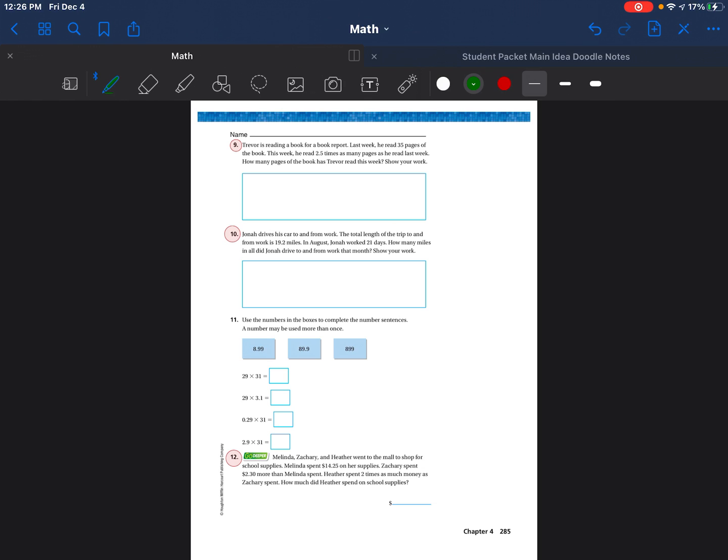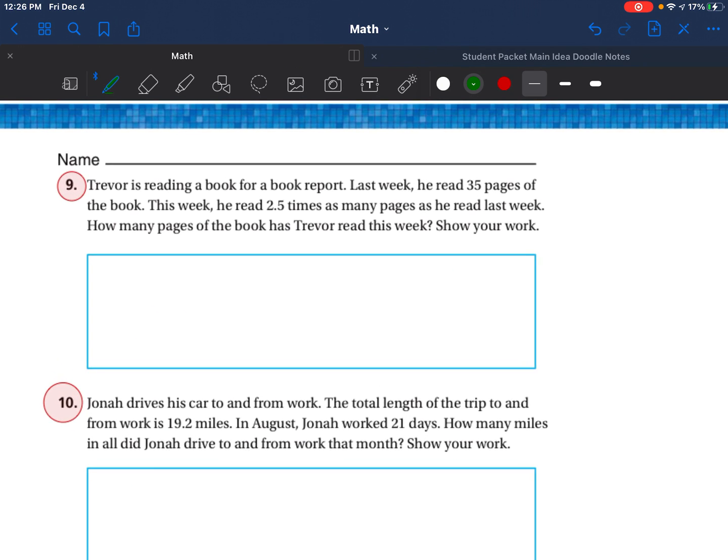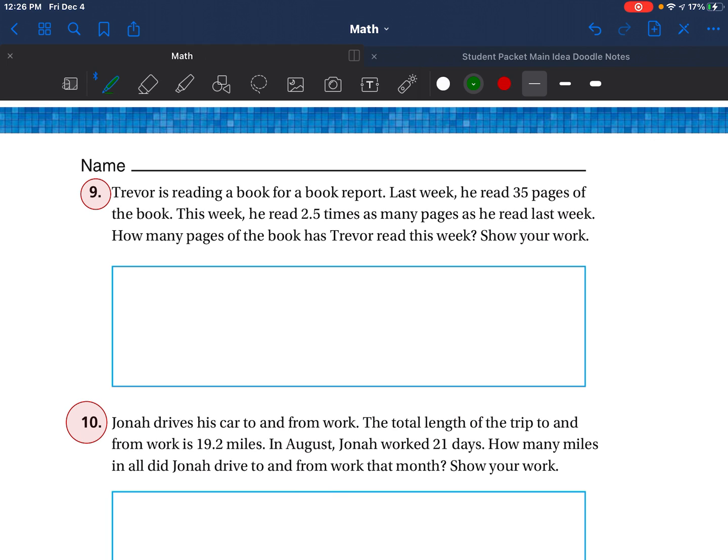On page 285, we have 3 problems we're going to go over. Number 9, Trevor is reading a book for a book report. Last week, he read 35 pages of the book. This week, he read 2.5 times as many as what he read last week. How many pages of the book has Trevor read this week? Show your work. So all you have to do is go ahead and multiply.